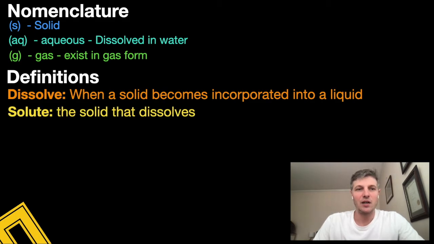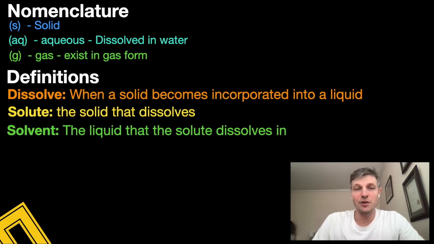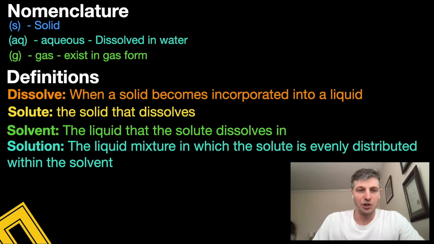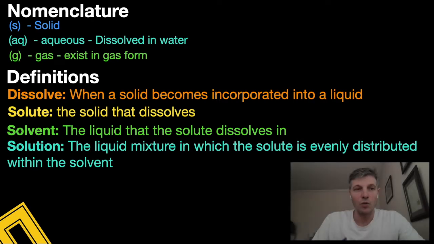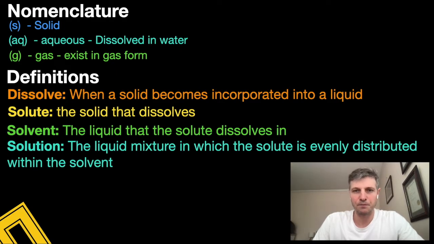Next is our solute. That's the solid that does dissolve. In the example we previously used, sodium chloride would have been our solute. The solvent is the liquid that the solute dissolves in. In our case that was water, and in a lot of cases it is water that it's dissolving in. The solution is the liquid mixture in which the solute is evenly distributed within the solvent. So once we've got a solute dissolved into the solvent, we now call that a solution.